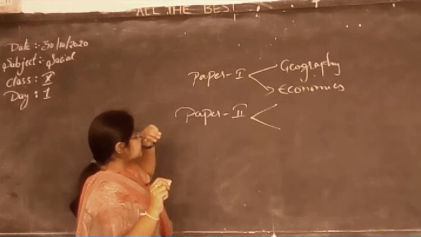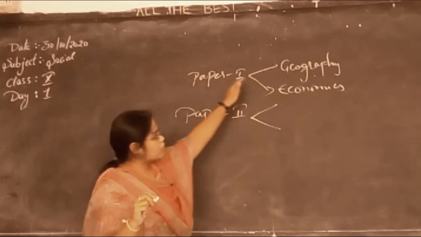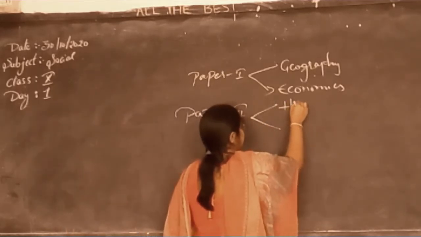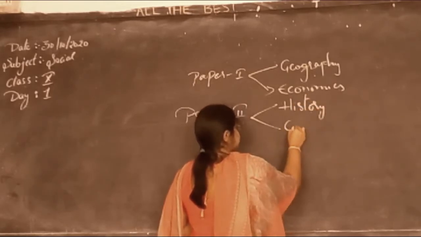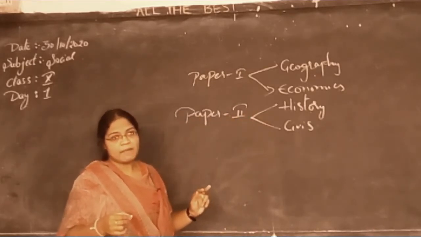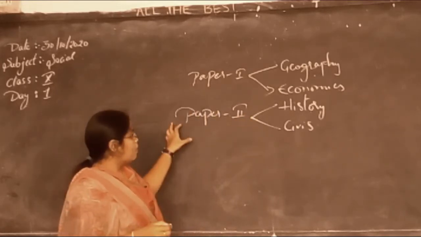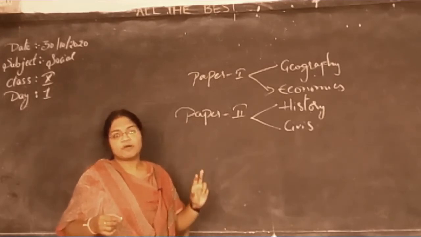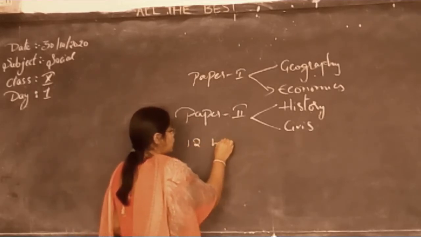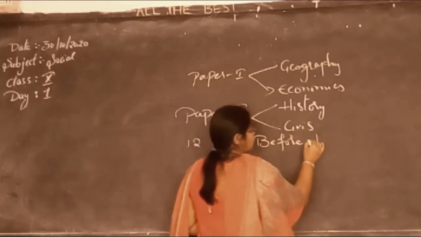According to the syllabus, they divided the syllabus into paper 1 and paper 2. So in paper 1 we have geography and economics, and in paper 2 we have history and civics. Okay? History and civics. So today I am going to start you on the paper 2 history chapters. Later, after completing a few chapters, we will go to paper 1. The first chapter, that is the 12th chapter, is The World Before the World Wars. The chapter name is The World Before the World Wars.